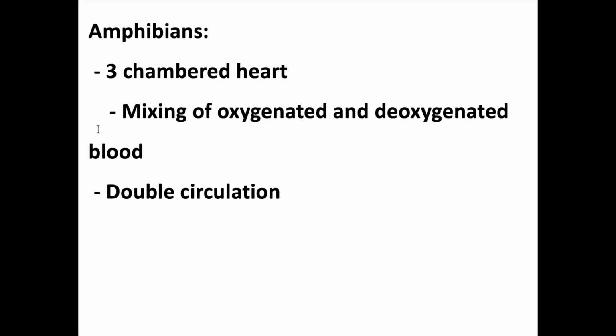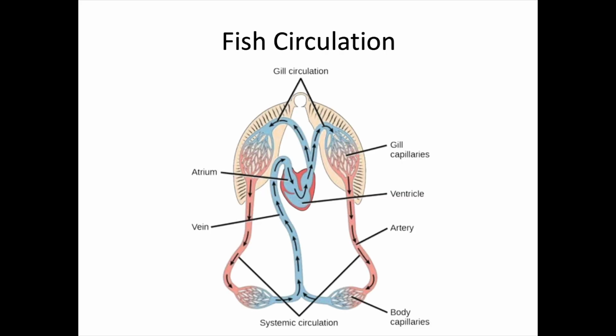So amphibians have a real three-chambered heart. There is a lot of mixing of oxygenated and deoxygenated blood. That's still bad. Again, this is still double circulation. Despite all this mixing going on, there are still two distinct loops. Okay, our final group of vertebrates, if you remember the chapters on phylogeny here, is going to be fish.